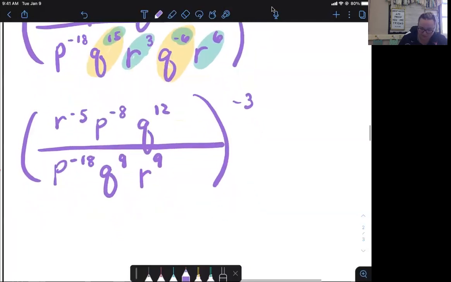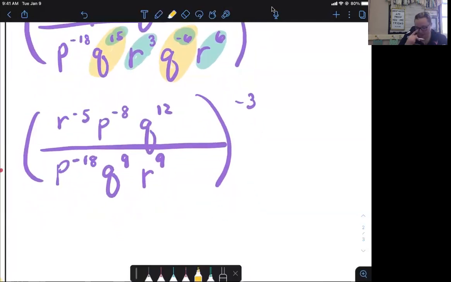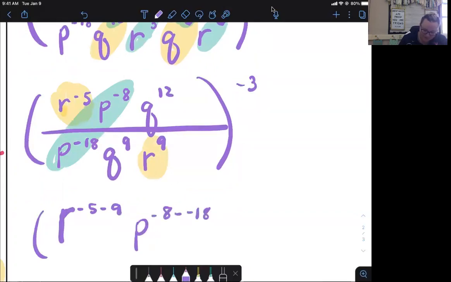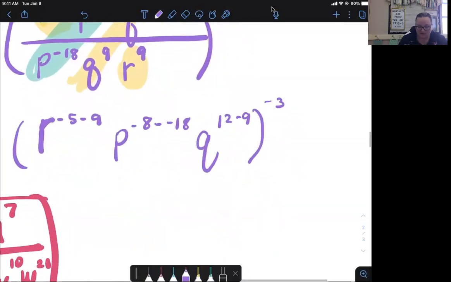And then let's do our division. So remember, when we divide, we subtract our exponents. So we're going to take r to the negative 5th and r to the 9th, which would be r to the negative 5th minus 9. I'll write that a little bigger. Then we've got the p's here. We're going to have p to the -8th minus a -18. Then last but not least, we've got these q's. We're going to have q to the 12th minus 9. And then still all of that to the -3rd.